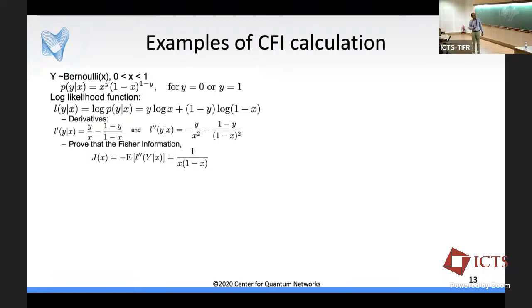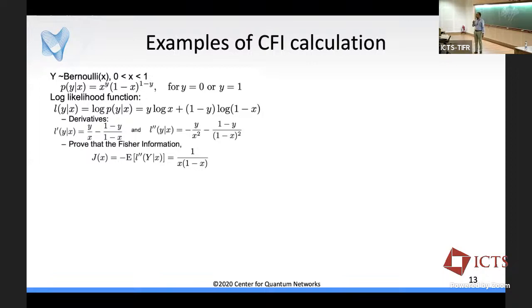And if you take the expectation of this, how do you take the expectation with respect to the P of Y given X? If you want to take an expectation of this, you have to take an expectation over that probability distribution, right? So with probability X, you put in Y equal to one and multiply that by X, then put Y equal to zero, multiplied by one minus X, solve a couple of lines, and you will get this answer: one over X times one minus X. Okay?